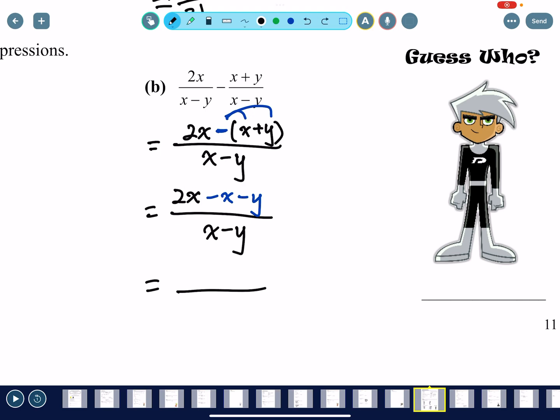So 2x minus x will be 1x. So it's just going to be x minus y over x minus y. And what do you know? The top one is exactly the same as the bottom one. So it becomes 1 and 1. 1 over 1 is just simply 1, not 0.